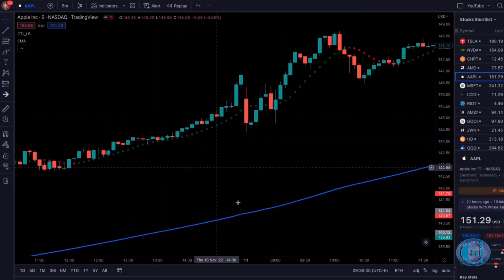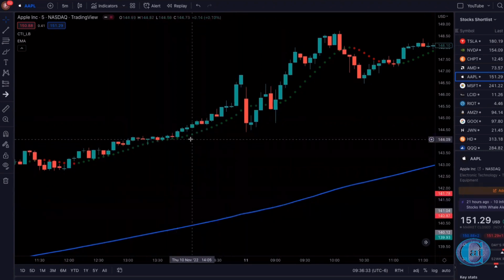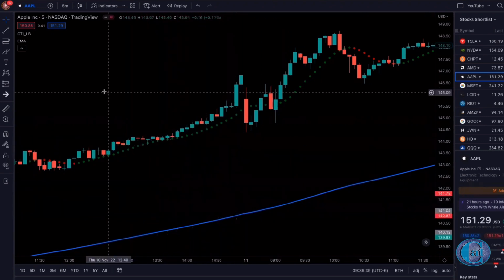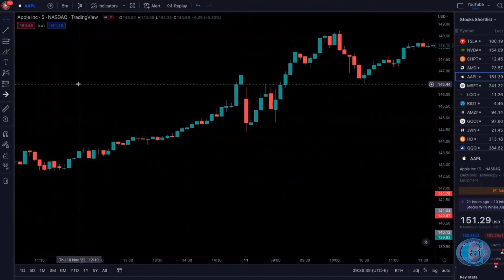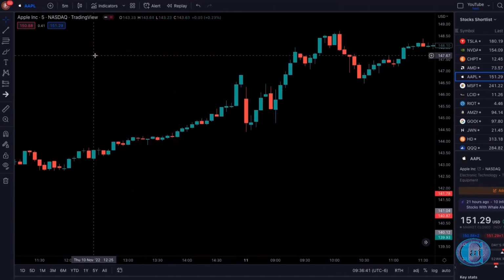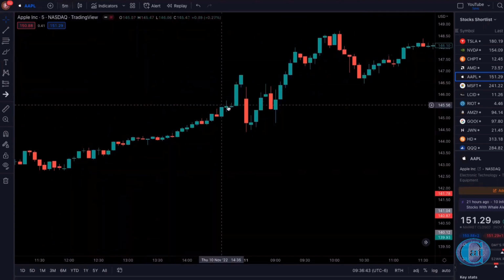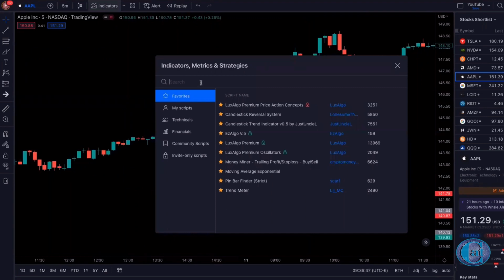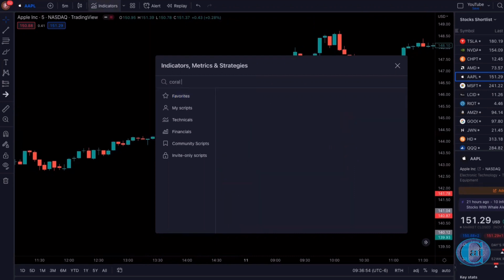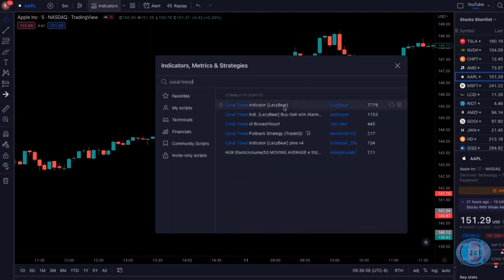This is what your chart is going to look like when you are done setting up the free indicators I'm about to show you on TradingView. All right, so let me X out and show you how to set it up, how to change the settings. We're going to be doing this on the 5-minute time frame, and for this video, I'm using Apple as an example. This is going to take two free TradingView indicators. The first one is called the Coral Trend Indicator by Lazy Bear. This first one right here.